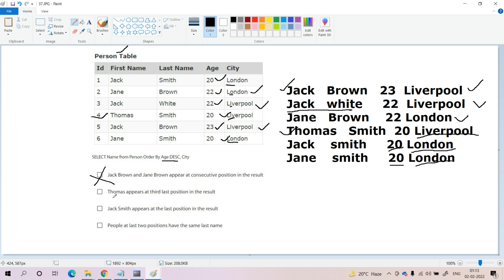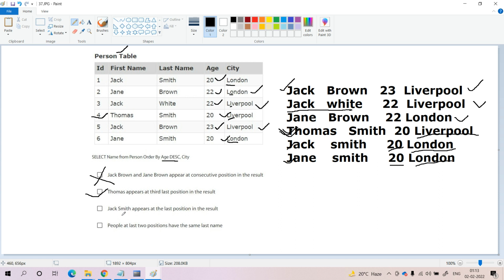What about the second option? Thomas appears at the third last position in the result. Yes. Counting from the last, 1, 2, 3, in the third position Thomas Smith is available. So the second option is the right option.